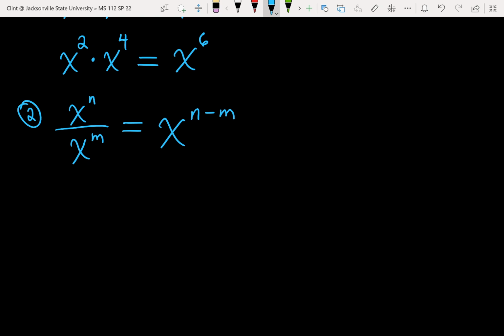So if we put some numbers on that, x to the 5th over x squared, then when we subtract, 5 minus 2, we get x cubed.